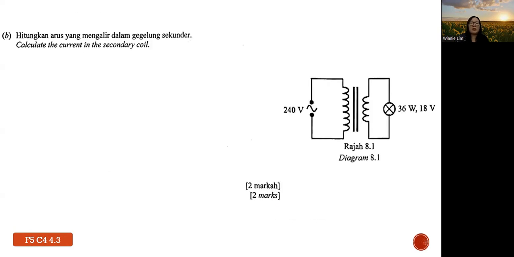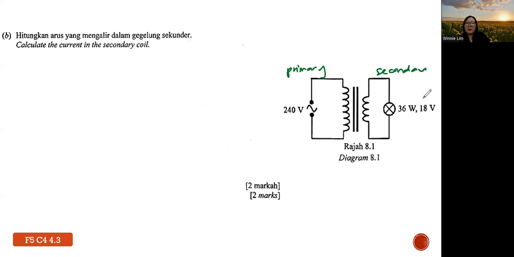Okay, so calculate the current in the secondary coil. For information, the left-hand side is the primary here, then this right-hand side is the secondary.